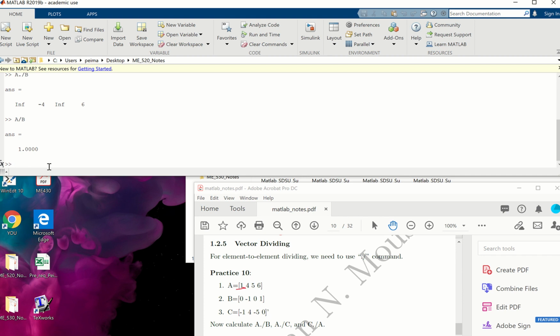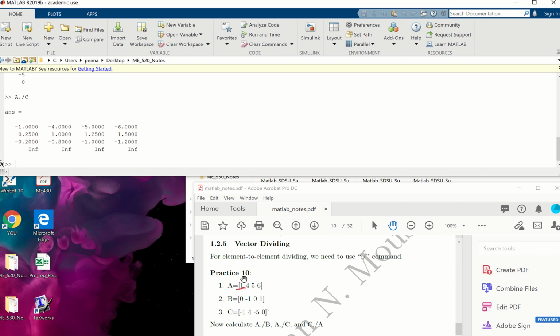So, and now look at the C. C is for element by element, you have to do that. C is minus 1, 4, minus 5, and 0, and this is a column. So if I say A element by element to C, you're gonna get a matrix, guys. That's right? Element by element, but it generates a matrix because you are multiplying a row by a column. So it gives you a matrix that is dividing this, right?